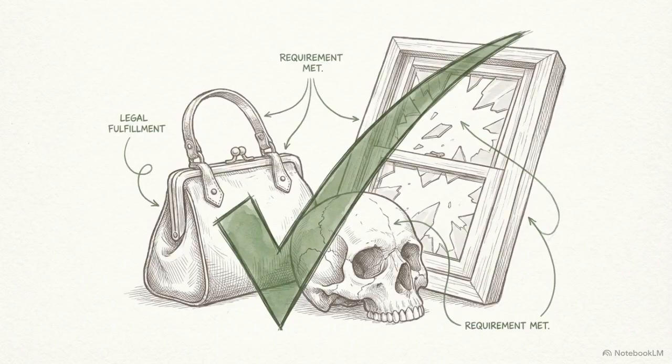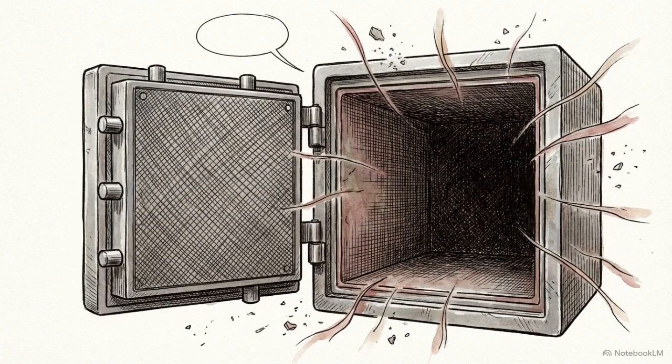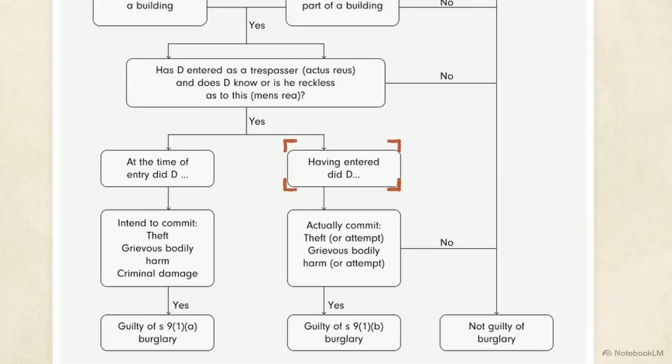They do not need to actually execute the offense. The intention upon entry completes the crime. This includes conditional intent. In the Attorney General's References Numbers 1 and 2 of 1979, the defendants entered looking for money. The court ruled that intending to steal only if there is something worth taking perfectly satisfies the mens rea for subsection 1A. The right path reveals subsection 1B, burglary via commission.